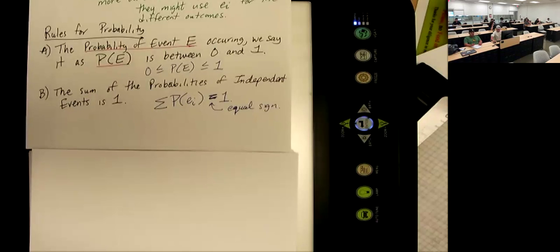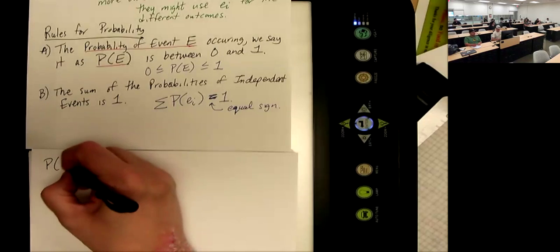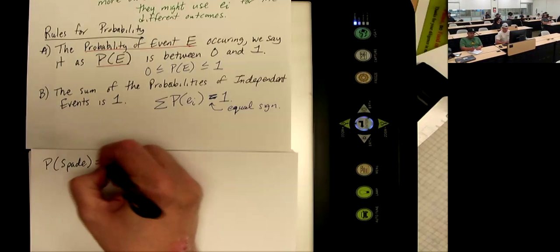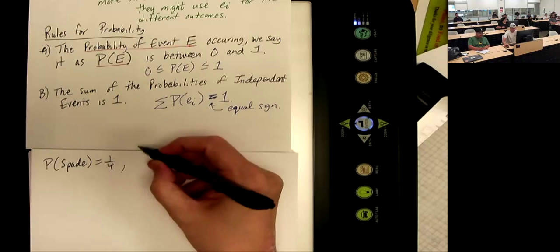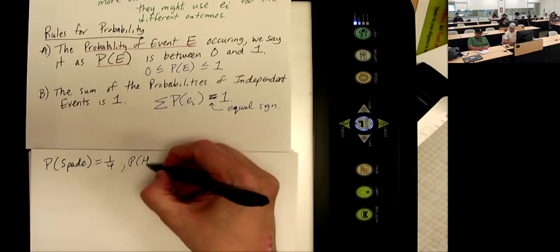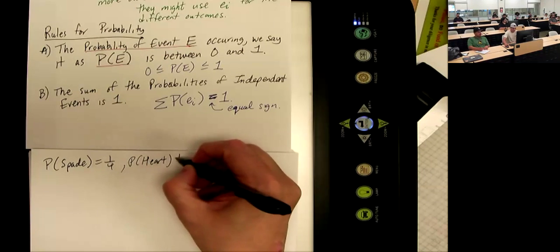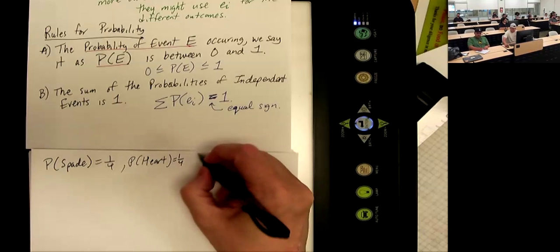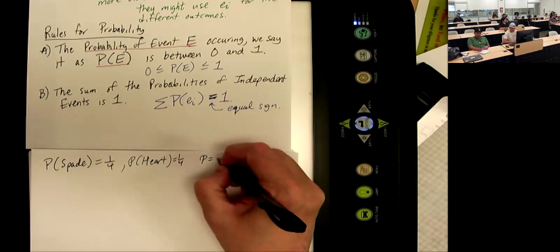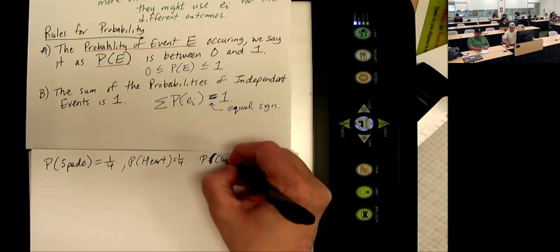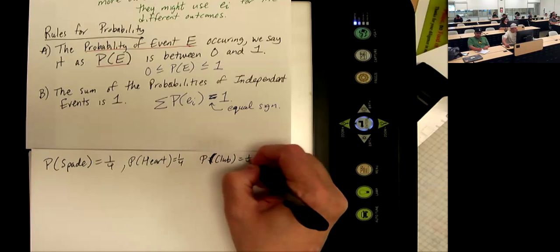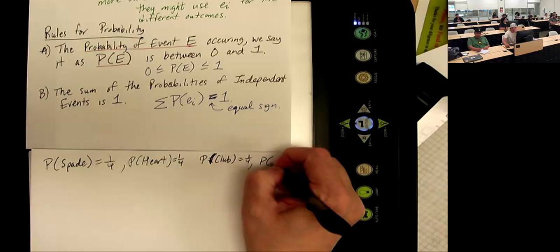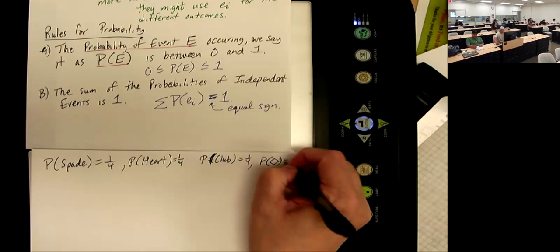Usually, if we wanna be more specific with what our event is, we are gonna not use a letter, but say what it is. The probability of drawing a spade is 1/4. The probability of getting a heart is 1/4. The probability of getting a club is 1/4. And the probability of a diamond is 1/4.